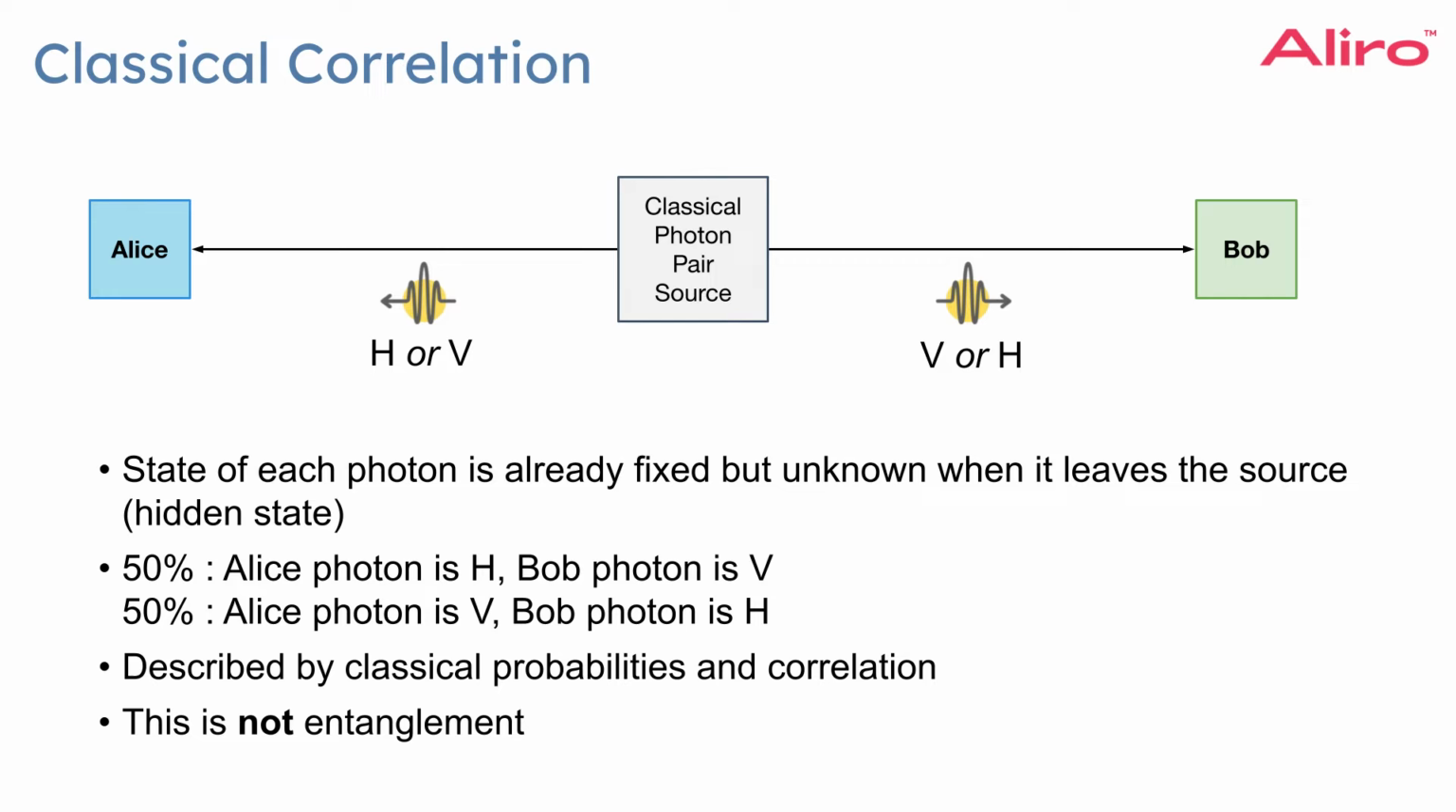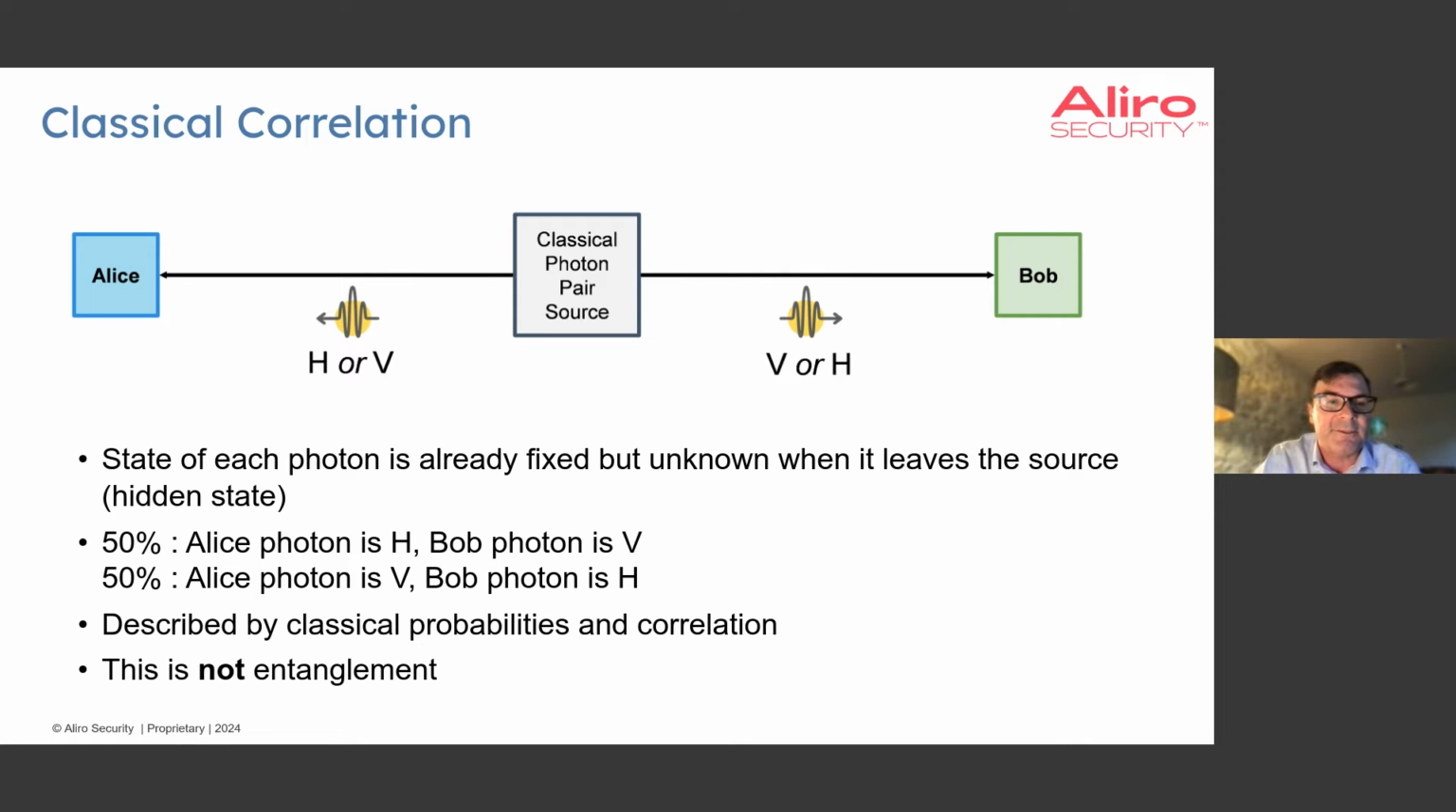The important thing is that as soon as the photon pair leaves the source, it's already one or the other. Now, of course, Alice and Bob don't yet know which it is until they actually measure the photon after it arrives. But that doesn't change the fact that it was already one or the other option as soon as the photon pair left the source and before Alice and Bob did the measurement. We say that the state is hidden until Alice and Bob do the measurement. Now, this is not entanglement. This is just classical correlation.